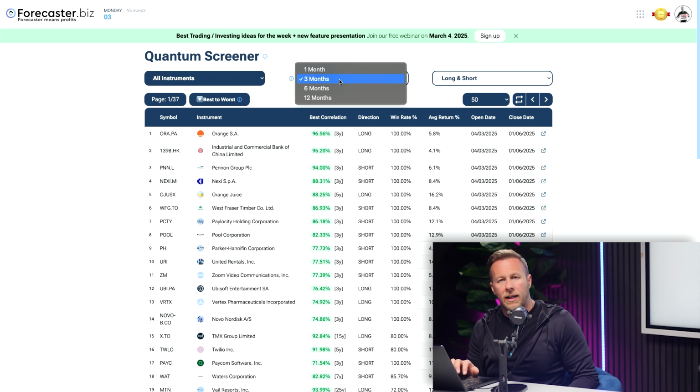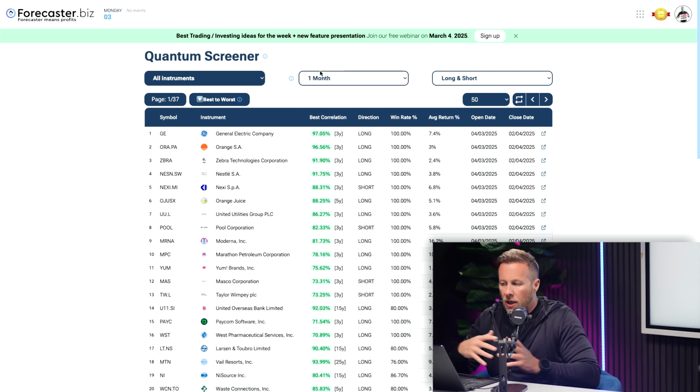So let me just bring up the quantum screener. We're going to go over to the quantum screener. Follow along. If you've got this up on your laptop, follow along. First thing we're going to do is go to the quantum screener, and then up the top where it says 3 months, I'm going to go to 1 month because I only want a 1 month period.